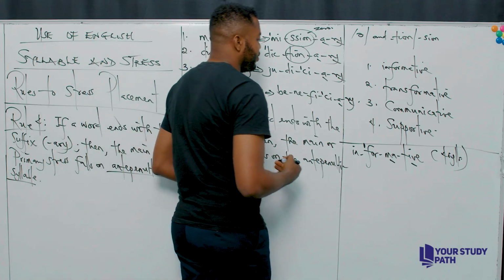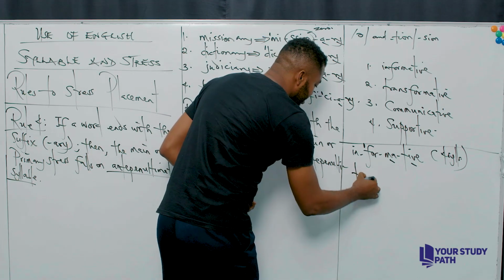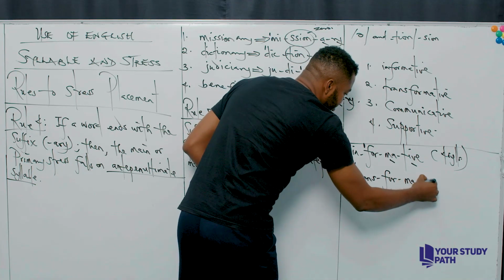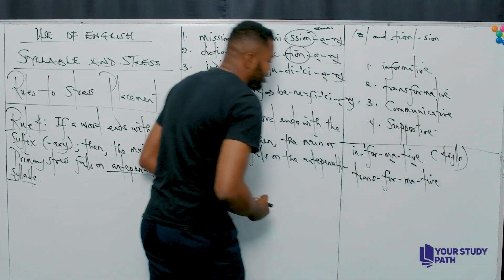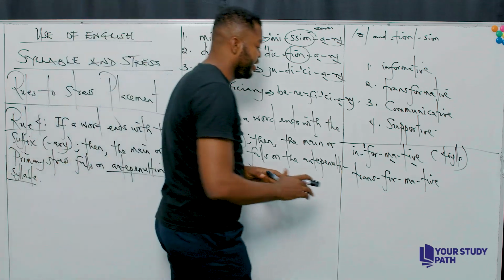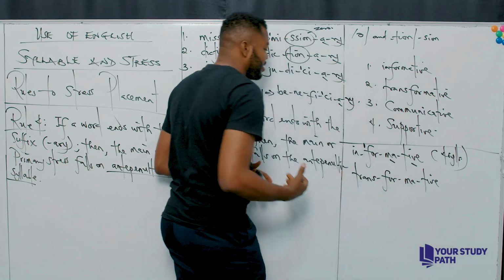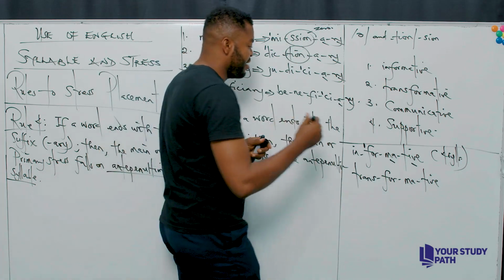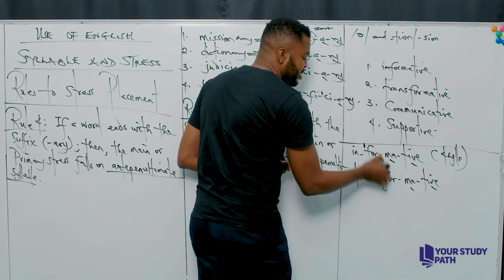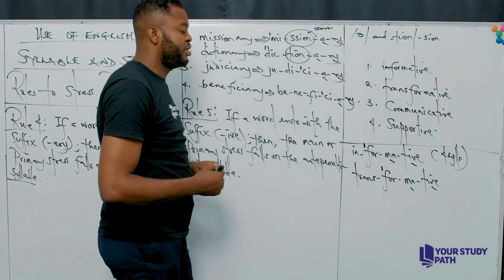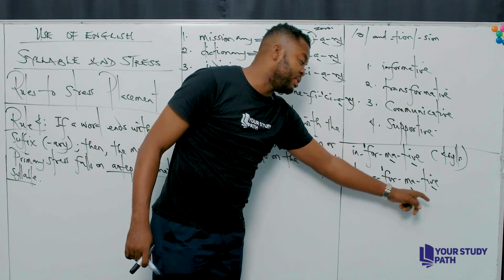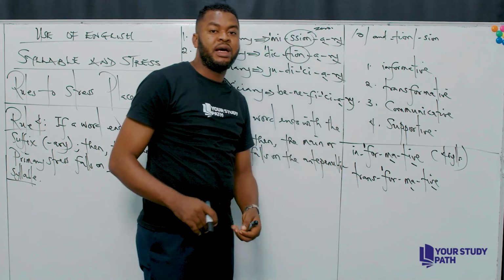Now, let's take the next word, transformative. You have T-R-A-N-S, trans, F-O-R-M-A, then T-I-V-E. This is the syllabic division for transformative. So what you do here is you have one, two, three, four. That's four syllables. Now you have the ultimate, the penultimate, and the antepenultimate syllable. So for transformative, the stress falls on the third to the last syllable. This is the last syllable, this is second to the last syllable, and this is third to the last syllable.